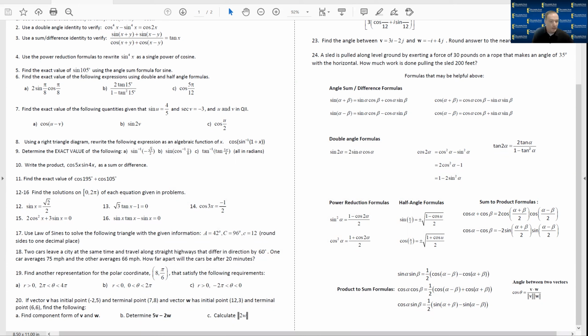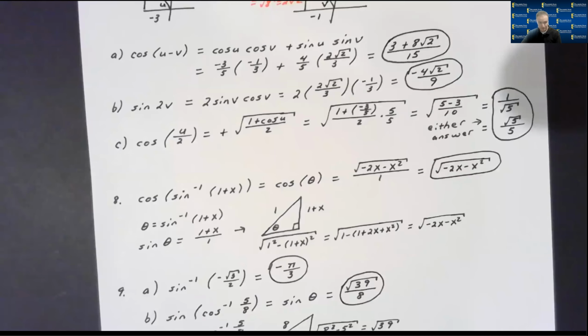The 7th problem here says find the exact value of the following quantities given that the sine of u is equal to 4/5 and the secant of v is -3. And then you're told that both angles u and v are in quadrant 2. So we're supposed to find the cosine of the difference of u and v, the sine of 2v, and the cosine of u over 2. All right, let's go to my work page.